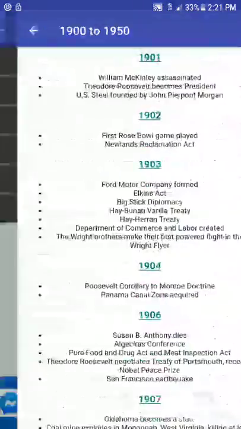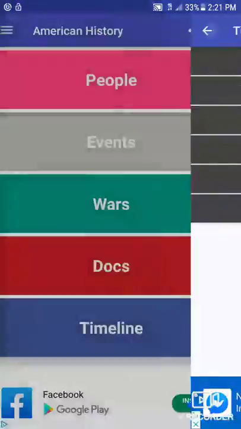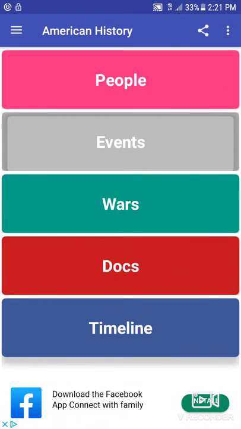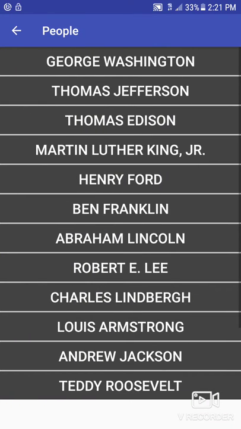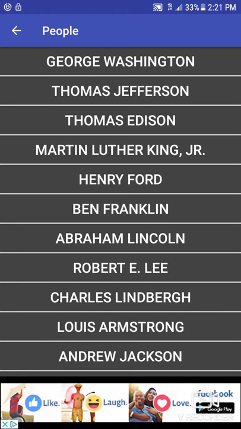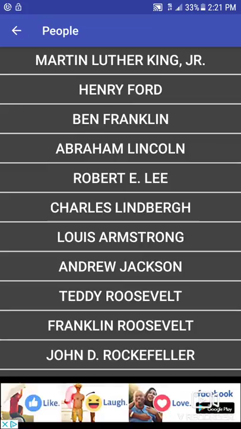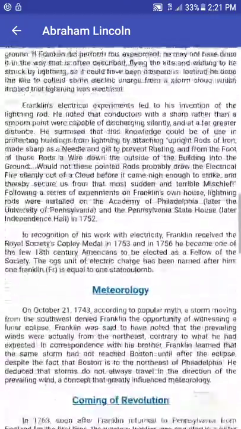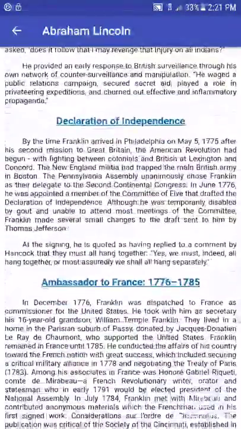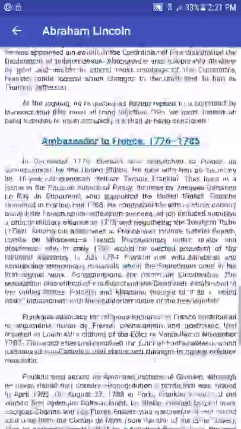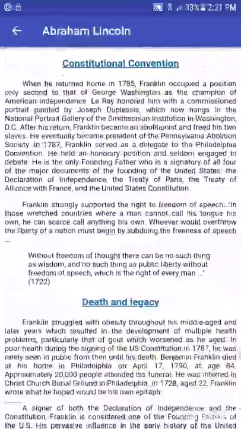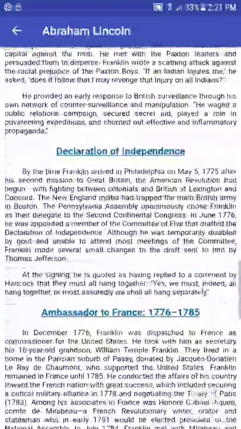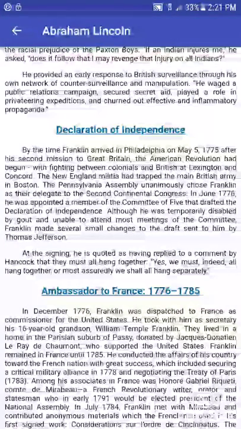Okay, how about we just do this? Since I don't know things, I'm very slow. Let's just look up, where is this guy at? Abraham Lincoln. I think I might just read all of this. Right here, I'm going to read Declaration of Independence and Death and Legacy. That's it, because I'm not really good at reading. How do you even give ads in this? Okay, let's begin. Declaration of Independence.